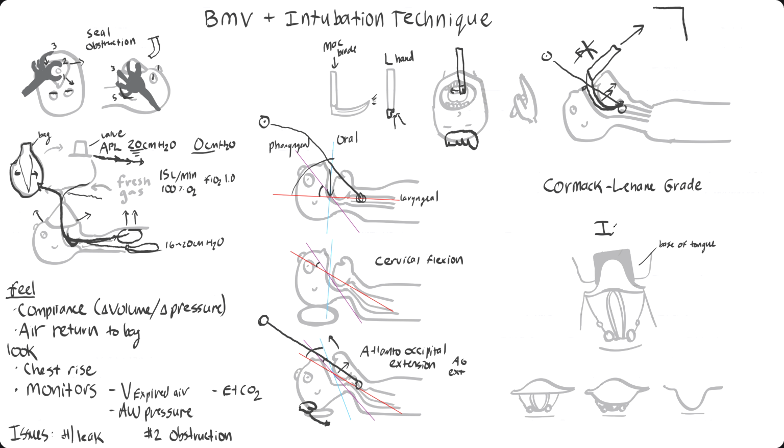You would have first seen that you're advancing your blade along the tongue here, and then you've got the tip of the blade right in the vallecula, which is where the base of the tongue meets the epiglottis. So of course, this is the epiglottis. And by doing that, you've successfully lifted the epiglottis up.